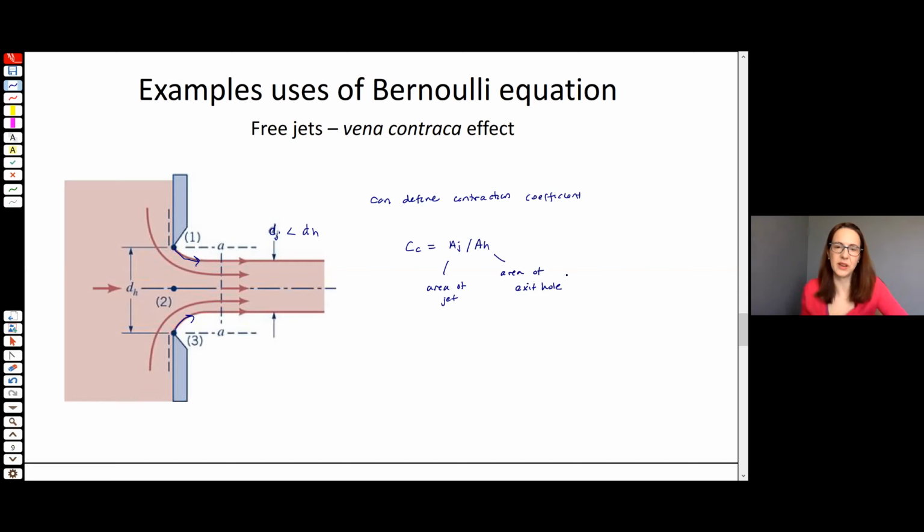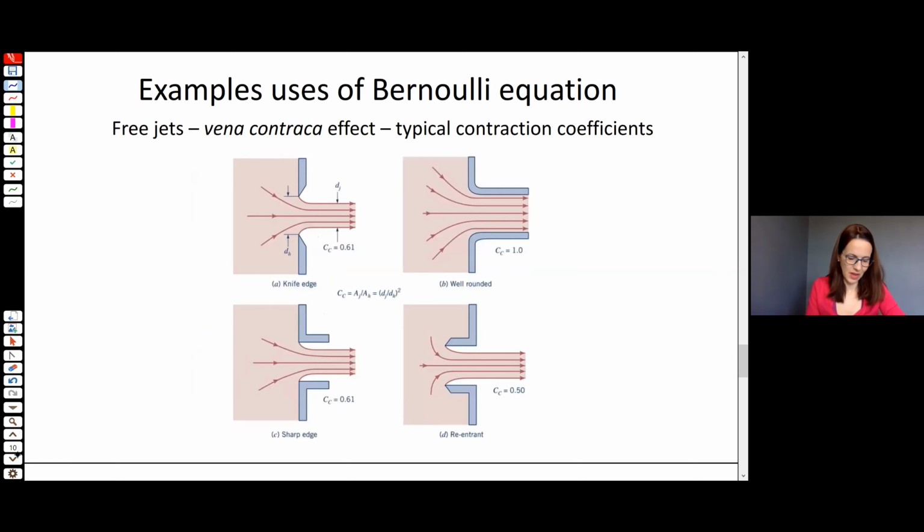And you've got one homework problem that deals with a contraction coefficient. You've got a gate underwater with a hole in it, and you've got fluid flowing from one side of the gate to the other through the hole, and then they give you a contraction coefficient for that hole. All right, here are different types of exit holes that you could have and the contraction coefficients that go along with them.